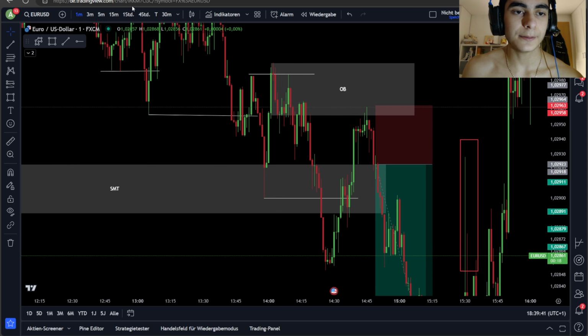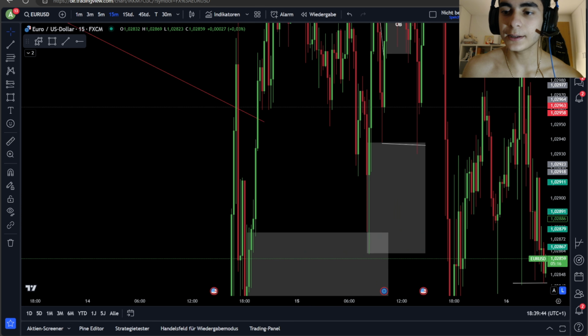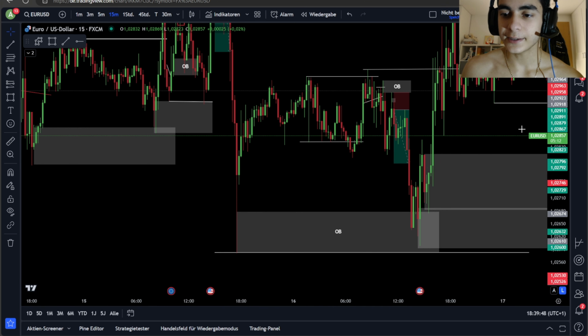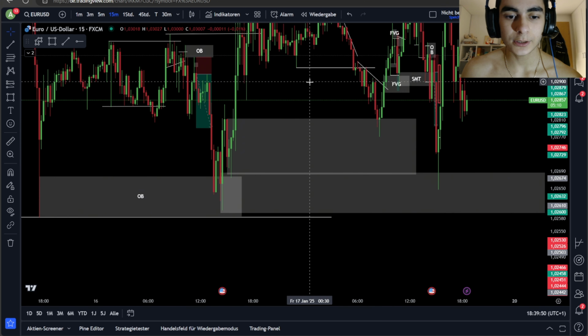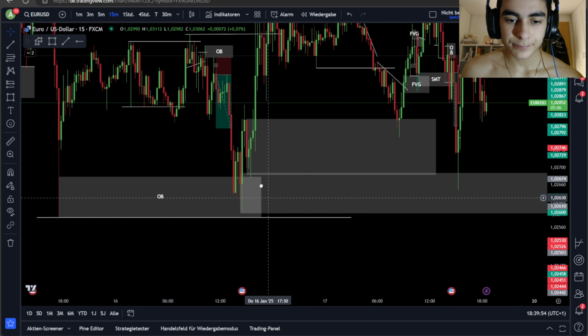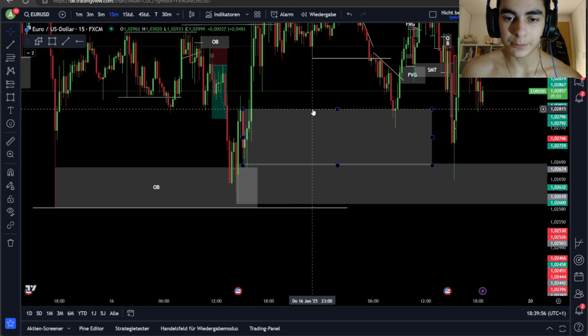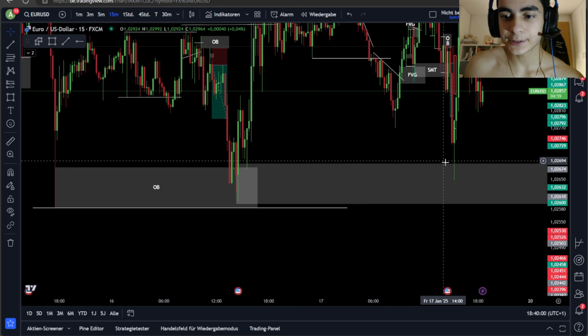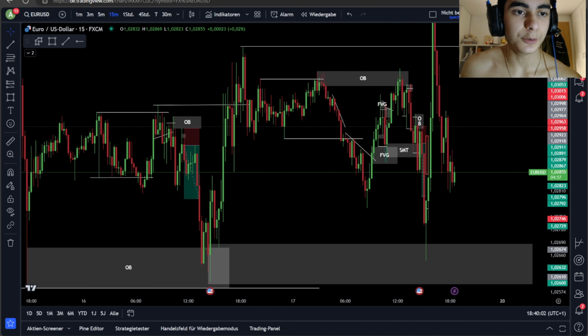So I thought, okay, maybe let's look at a higher time frame again for a target to the downside where price could go. Then I saw this order block right here. We can remove this really quick. I saw, okay, price could come back into this order block before moving higher.